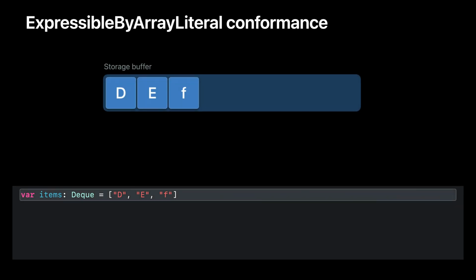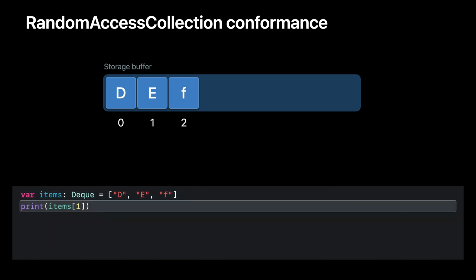In the collections package, deck has roughly the same API as the familiar array type, and it implements many of the same protocols. For example, we can use an array literal to create a deck. Deck conforms to the random access collection protocol. Like array, deck uses integer indices that are offsets measured from the start of the collection. This makes it easy to access any element based on its position. For example, the element at index 1 in this deck is the letter E.